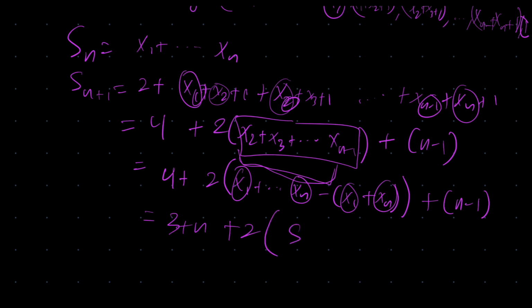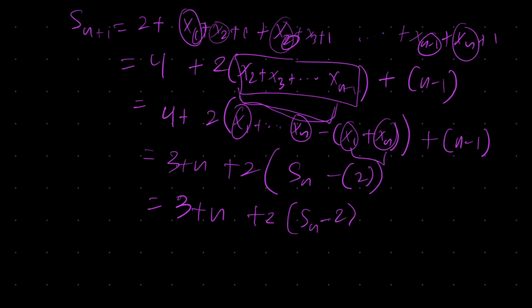This is S_n minus, what's this? 2. So this is equal to 3 plus n plus 2, S_n minus 2, or 2S_n plus n minus 1. And that is what S_{n+1} is equal to. But I don't want it in terms of S_{n+1}. I don't want to have to plug in 2022 and I want to find out what 2023 is. I want to find out what it is in terms of S_n.